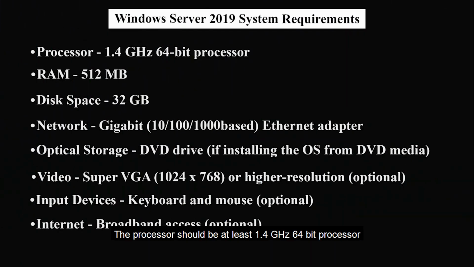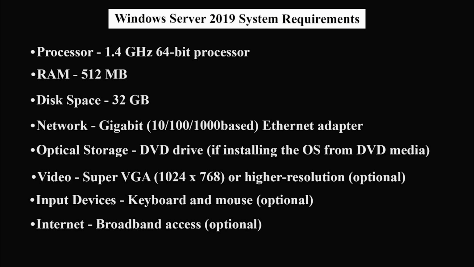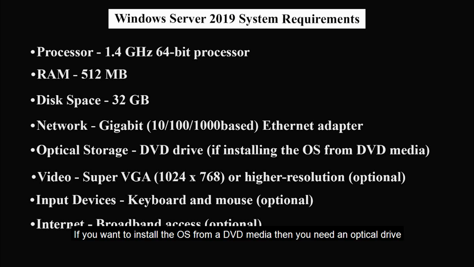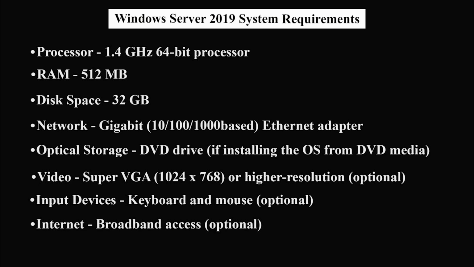The processor should be at least a 1.4 GHz, 64-bit processor. RAM should be at least 512 MB. Disk space should be at least 32 GB, and the other options are optional, whether you want an optical drive or not. If you want to install the OS from a DVD media, then you need an optical drive.